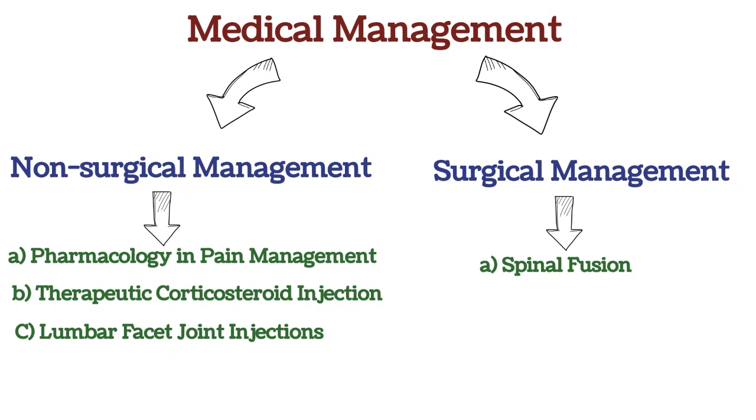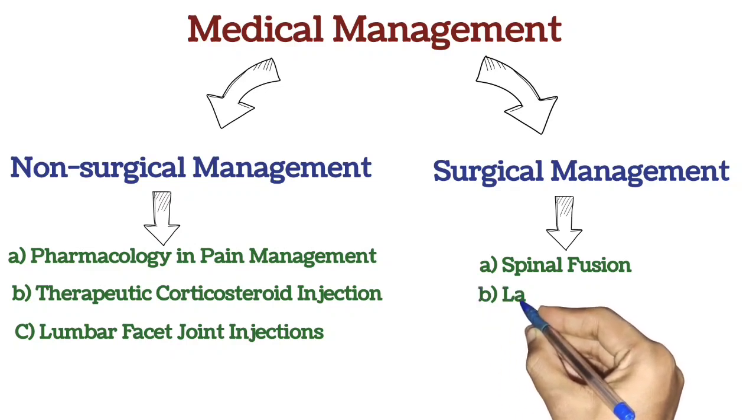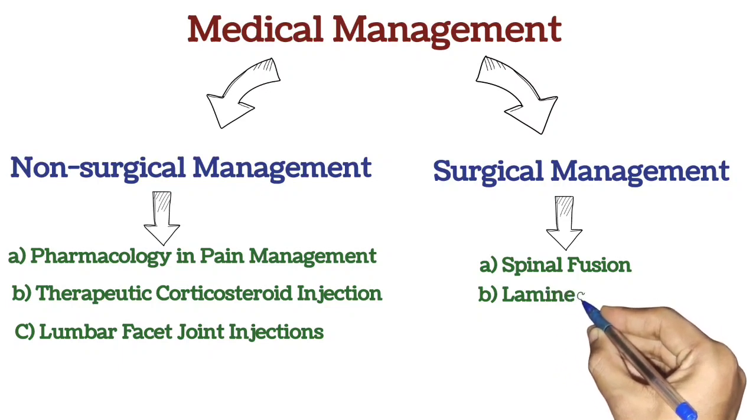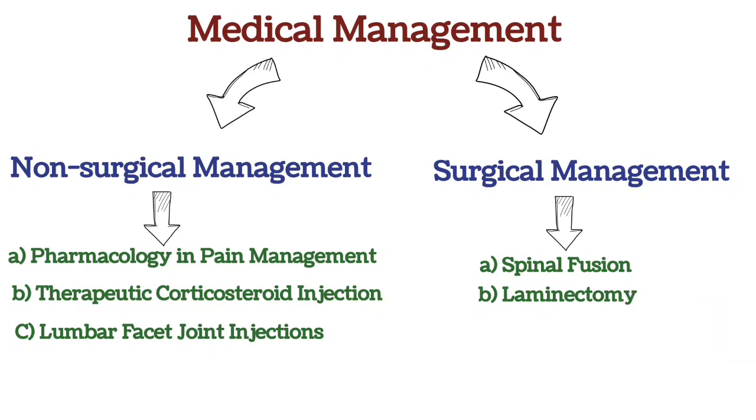B. Laminectomy, frequently used for lumbar spinal stenosis. Involves removing part of the bone, bone spurs, or ligaments to relieve pressure on spinal nerves. May lead to spinal instability in some cases.